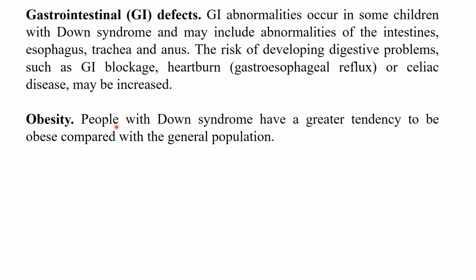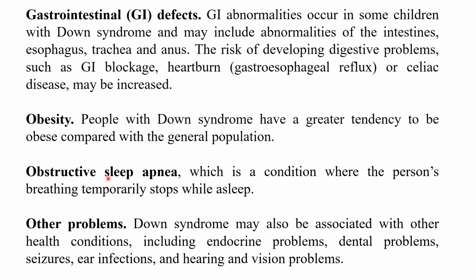Obesity. People with Down syndrome have a greater tendency to be obese compared with the general population. Obstructive sleep apnea. Obstructive sleep apnea is an important characteristic of Down syndrome. It is a condition in which the person's breathing temporarily stops while asleep. During sleeping, the breath stops for a short while. This condition is called sleep apnea.